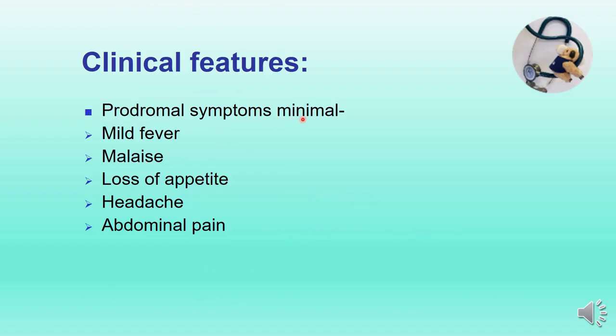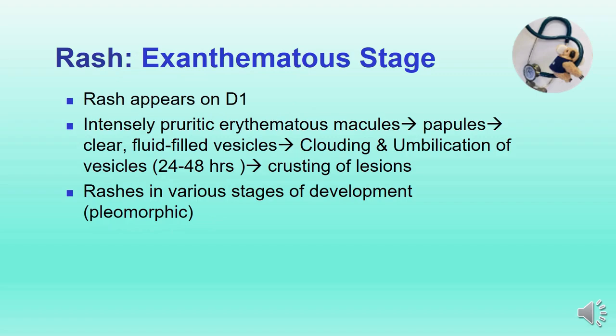The clinical features of chickenpox present with the prodromal symptoms, which are very minimal and may go unnoticed also. During this phase, the patient has mild fever, malaise, loss of appetite, headache and abdominal pain. This is followed by the exanthematous stage, that is the stage of appearance of the rash. Rash appears on the first day of the fever, and the rash is pleomorphic.